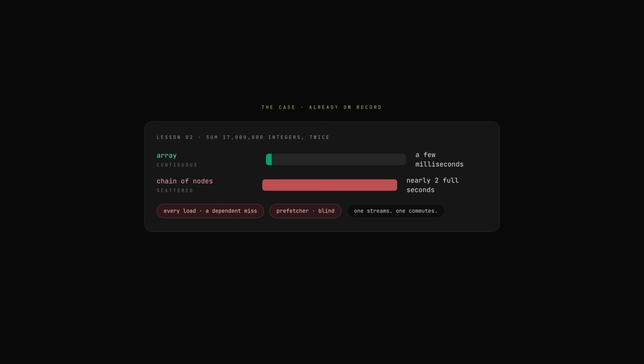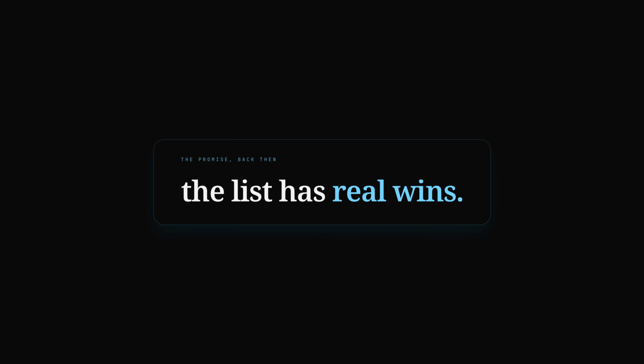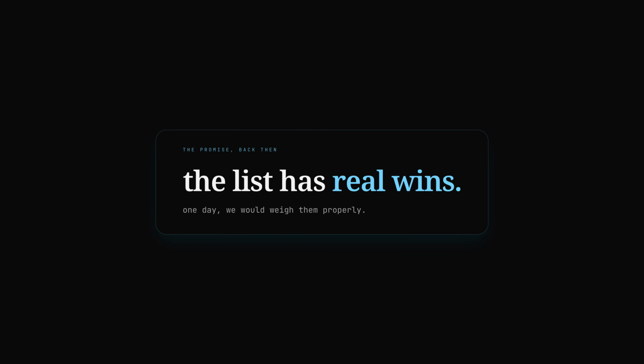And ever since, the list has been this course's cautionary tale. The anti-array, the structure we point at to show how expensive memory can get. But back then, I made you a promise, that the list has real wins, and that one day we'd weigh them properly. Today is that day. This lesson is the defense.